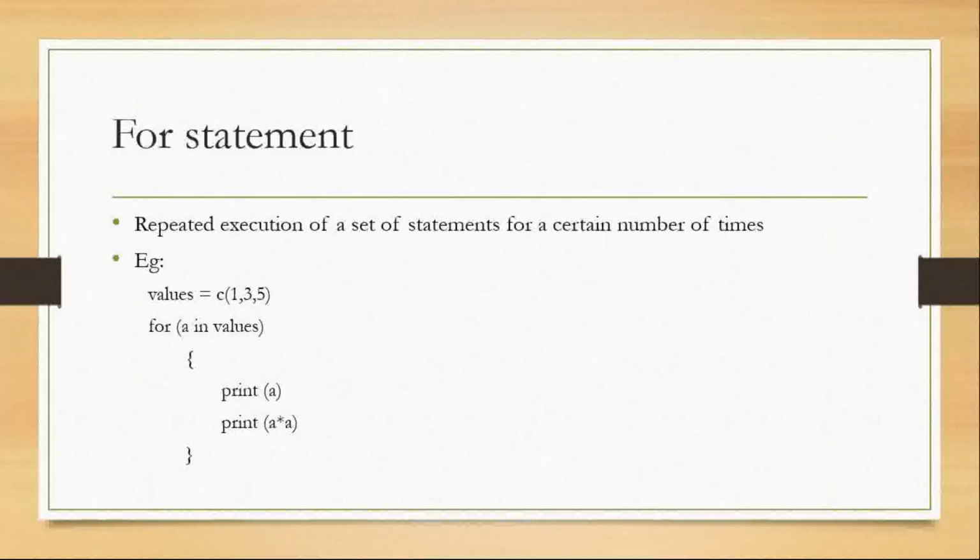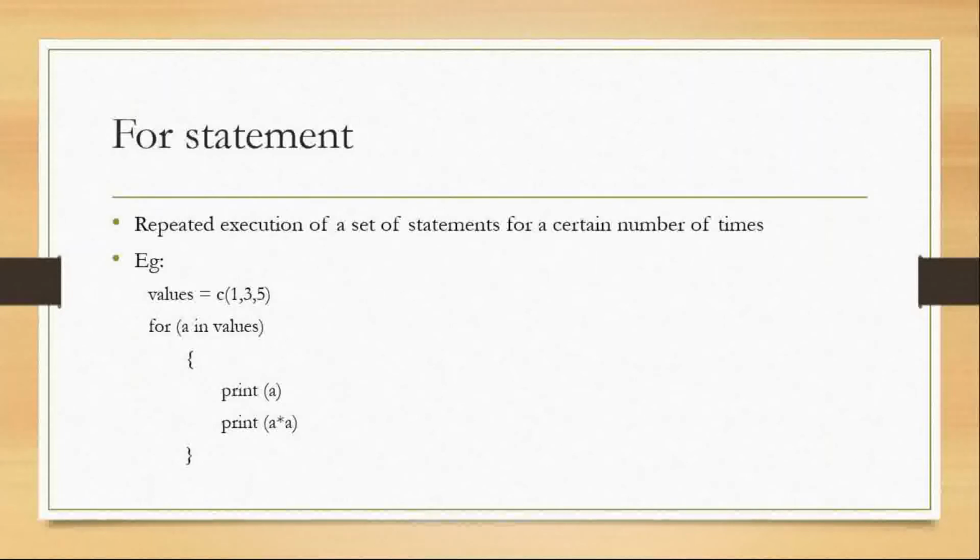Now we can see an example on the screen. We are using the collection concept as we are giving more than one value as input. So c(1, 3, 5) is given as input to the variable values: for A in values. So this is the syntax of the for statement. Instead of A, you can give any other variable. Then we can execute the for statement.